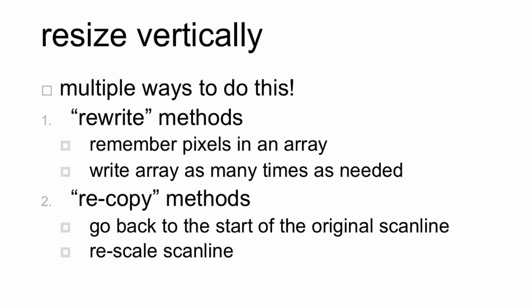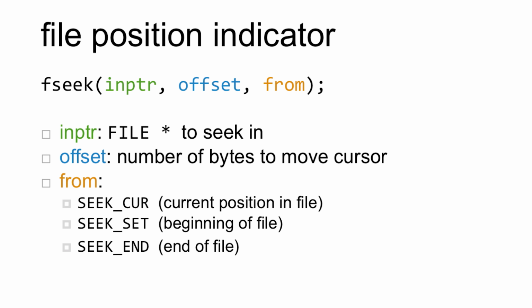There are 2 overarching methods in which you can resize vertically, and even within those methods there are multiple options for implementation. So the first type of method is a rewrite method, in which you remember the pixels that need to be written in the array and then write that array as many times as needed. Or there's the recopy method, in which you go back to the start of the original scan line and recopy that line as necessary.